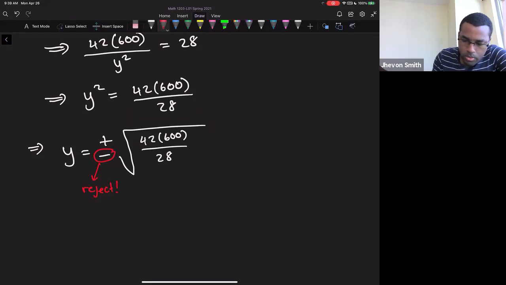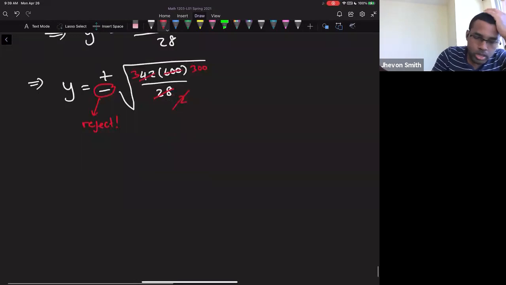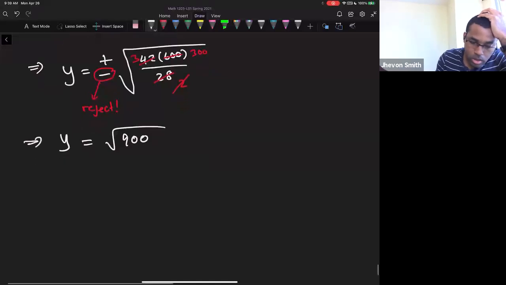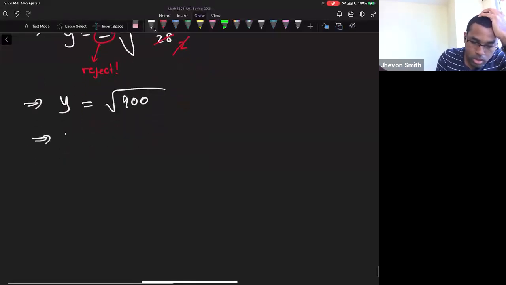Now, 14 goes into that 2 times. And 14 goes into this 3 times. And then 2 goes into that 300 times. Which means this is the square root of 900. So that means y is equal to 30.